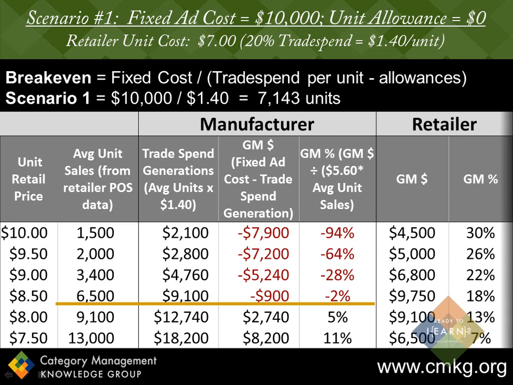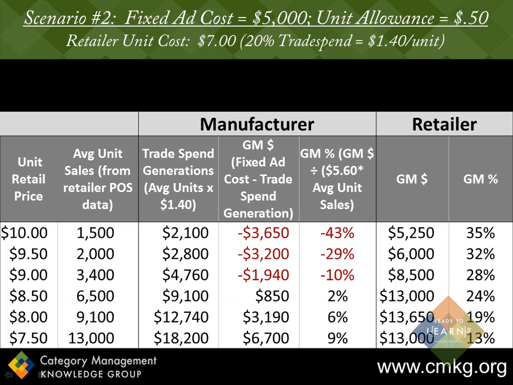We also can't forget about the retailer's profit in this scenario as well. Their gross margin is driven off of the retail price minus the unit cost, multiplied by the average unit volume. This calculation does not include the cost of the flyer. So the $8.50 price point generates the most gross margin for them.